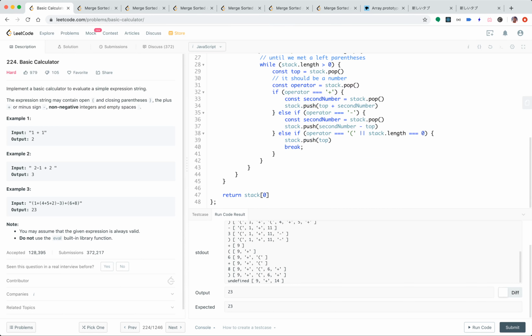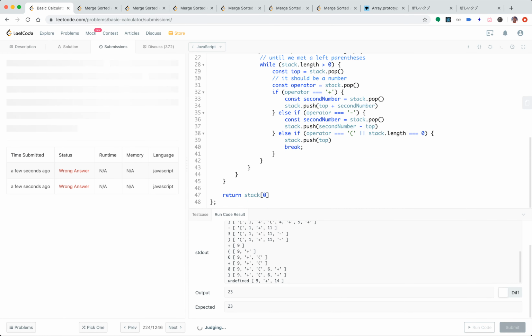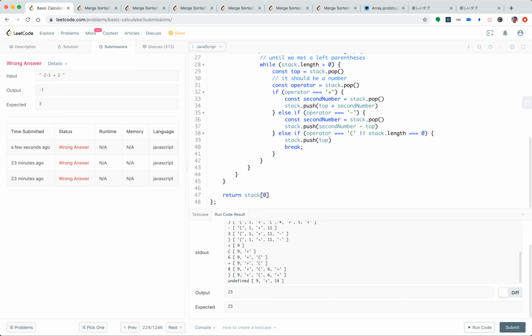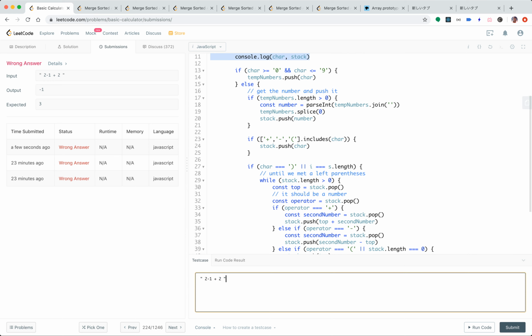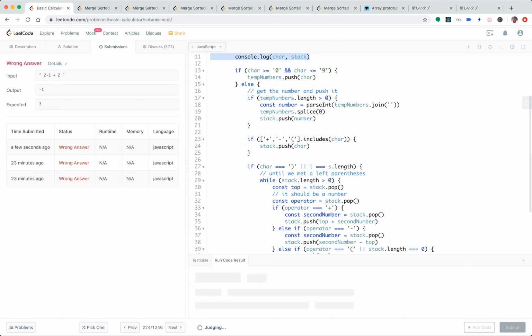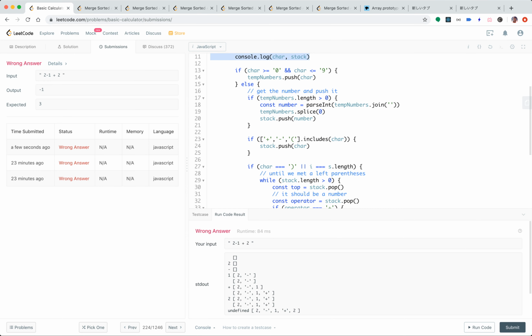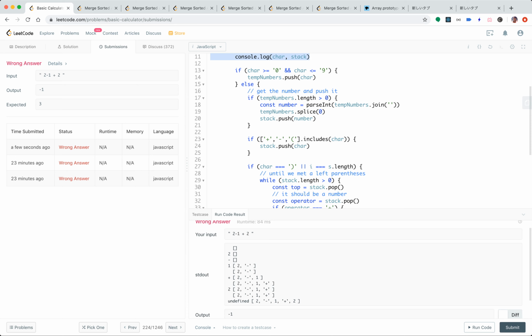This is the right, this is the best solution. I don't know. Output -1. Why? Get this test case. Okay, space. Okay, 2. So we do 2 minus 1 plus 2. 3 minus 1.